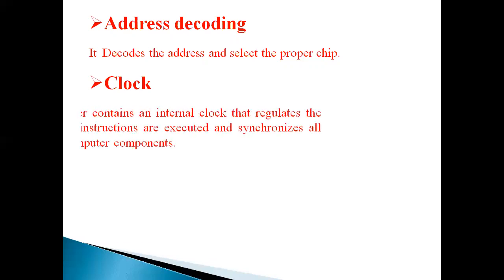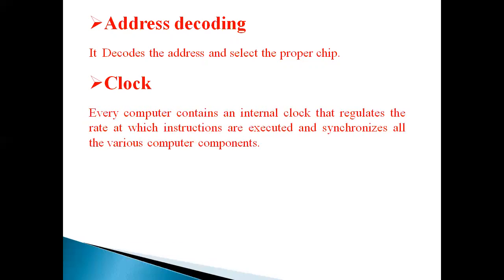Clock. Every computer contains an internal clock that regulates the rate at which instructions are executed and synchronizes all the various computer components. The CPU requires a fixed number of clock ticks to execute each instruction. The faster the clock, the more instructions the CPU can execute per second. The speed at which the microprocessor executes instructions is called the clock speed. It is measured in megahertz. 1 megahertz means 1 million cycles per second.